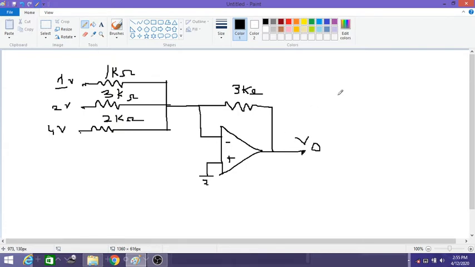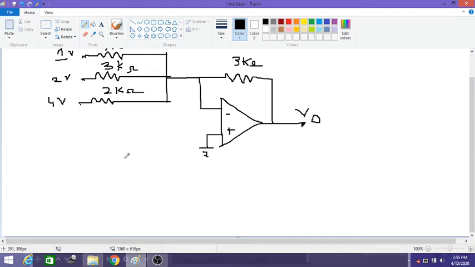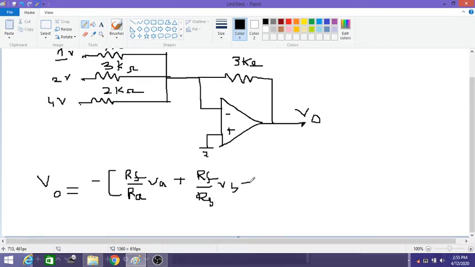Now we cannot apply the second equation here. Why? Because RA, RB and RC are not the same, therefore we have to go with the first equation which we have derived. Therefore V0 is equal to minus of RF by RA into VA plus RF by RB into VB plus RF by RC into VC.